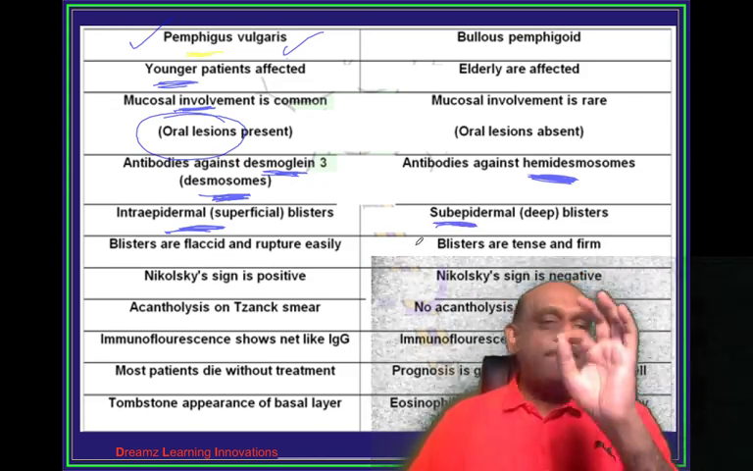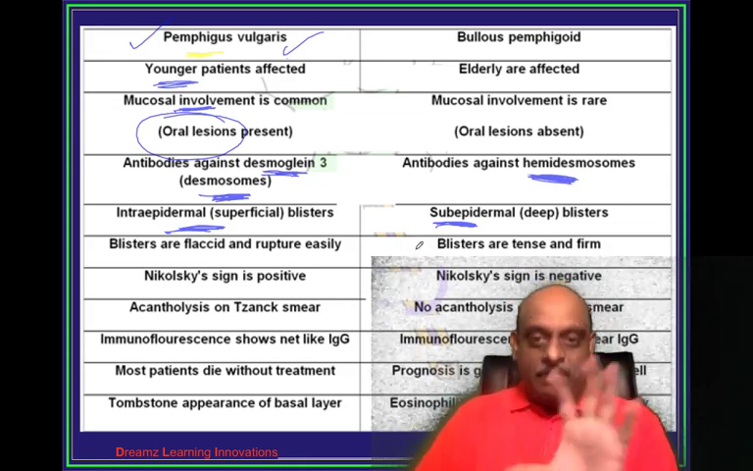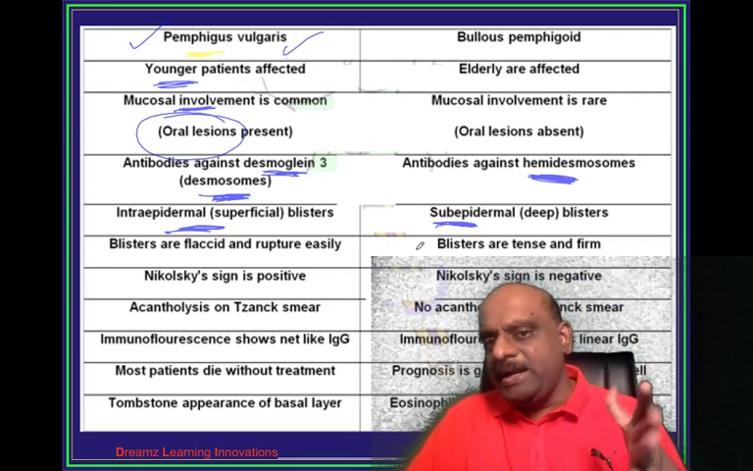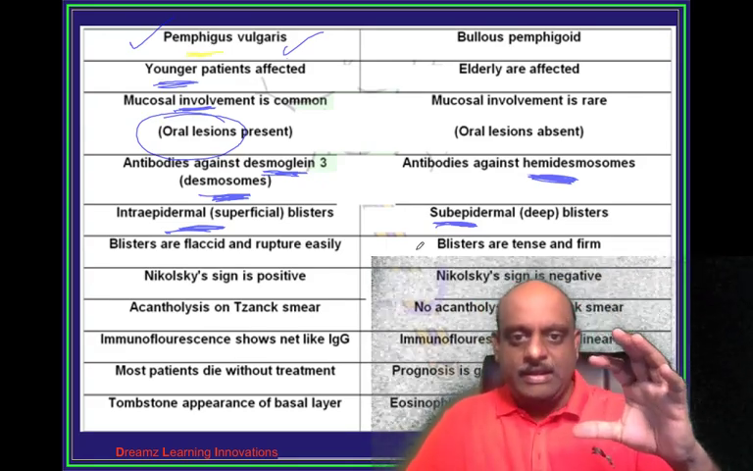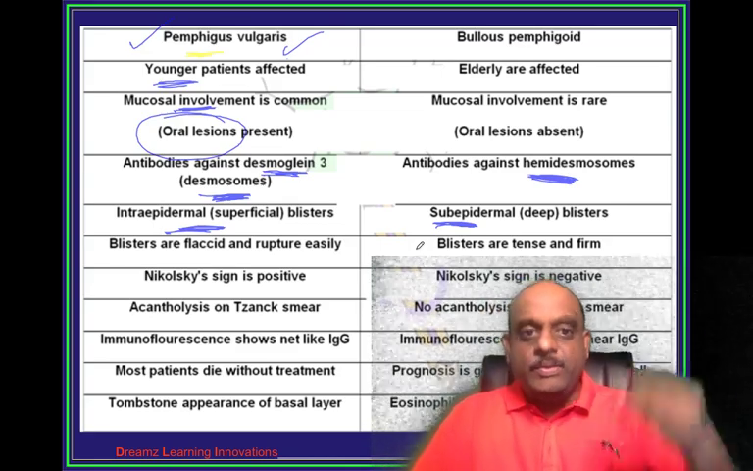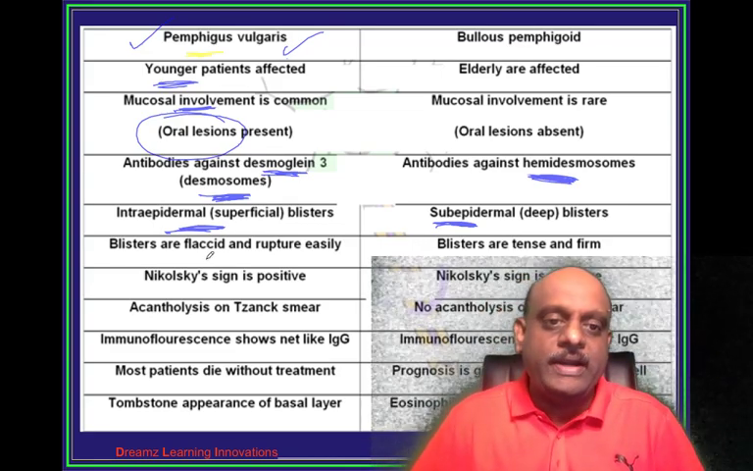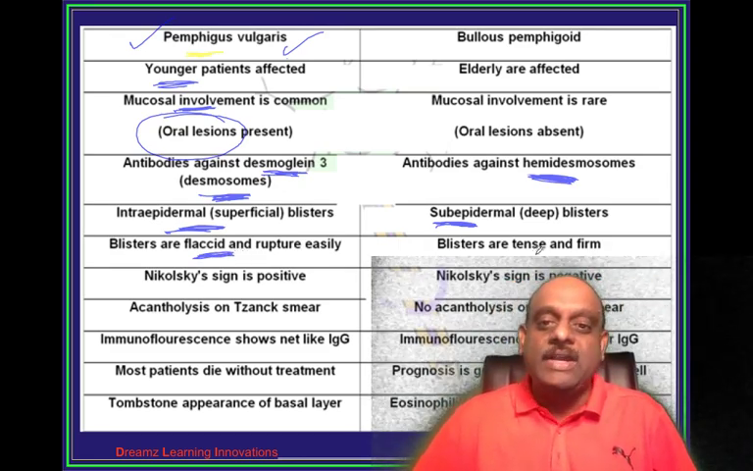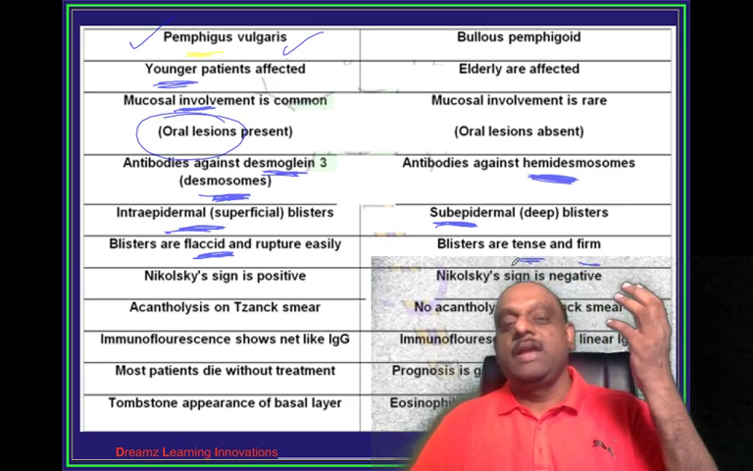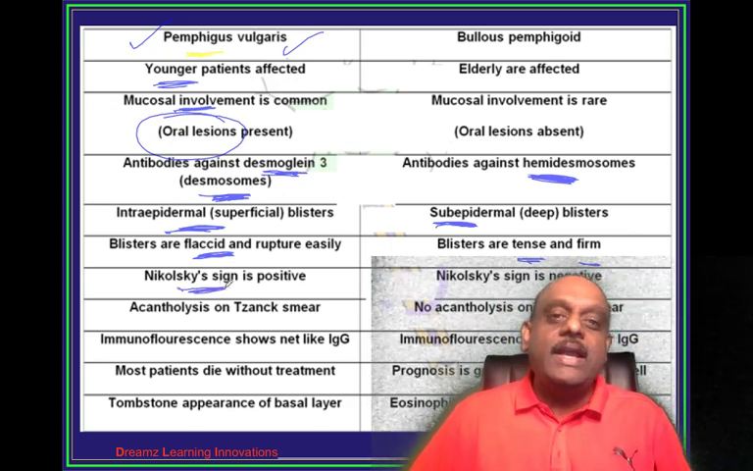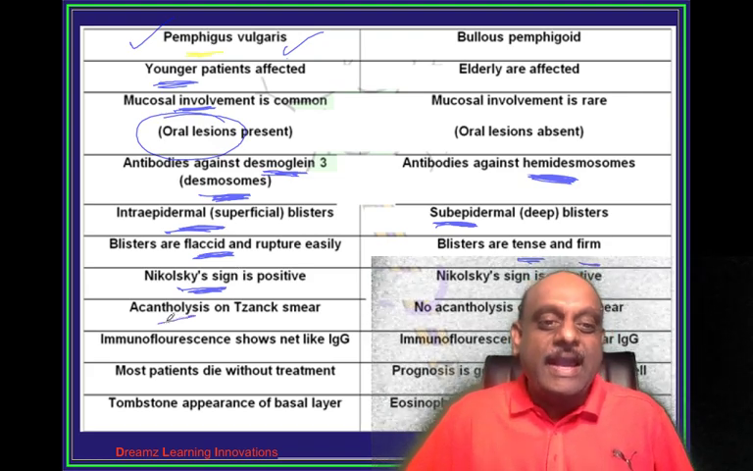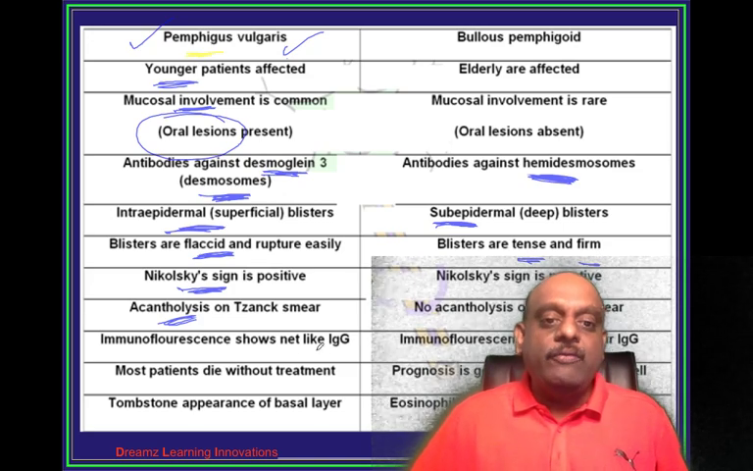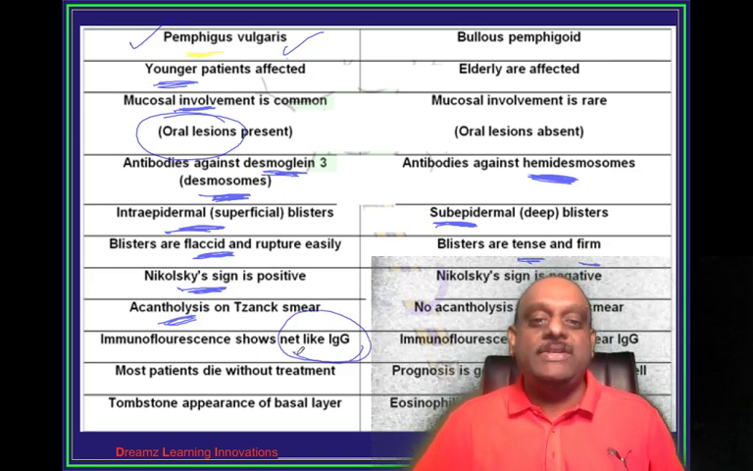You have to be emphatically sure to answer this. Remember this slide, doctor. So this slide is there in every book. It is most important to have it notified in the book that stays inside our mind. Blisters are flaccid in Pemphigus vulgaris. Blisters are tense and firm in case of bullous. Nikolsky's sign is positive in Pemphigus vulgaris. Acantholysis is typically a feature of Pemphigus vulgaris. Immunofluorescence shows net-like immunoglobulin G.